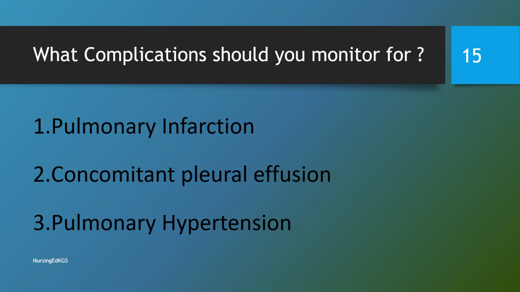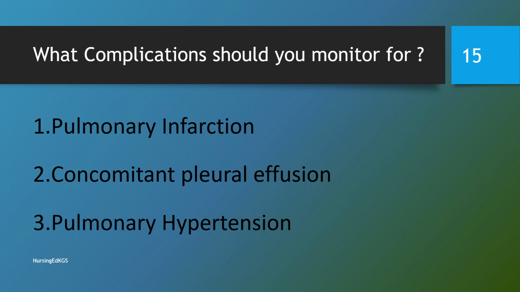What are some complications of pulmonary embolisms, and what should you monitor for? The first complication that we're going to talk about is a pulmonary infarction. This is where there is lung tissue death. Factors that lead to occlusion of those large pulmonary vessels include insufficient collateral blood flow from bronchial circulation, or pre-existing lung disease.